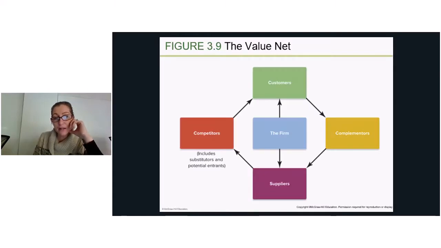Here's a graphic of the value net, right? So we're talking about the influence of the customers together with the influence of the suppliers. These suppliers may well be supplying competitors, but there are complementers as well to consider.